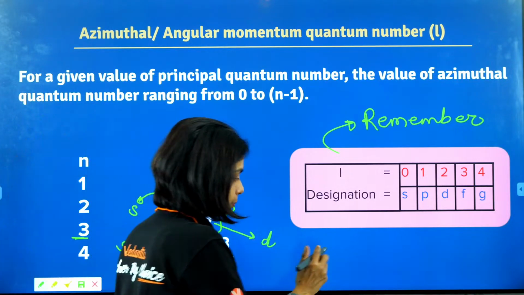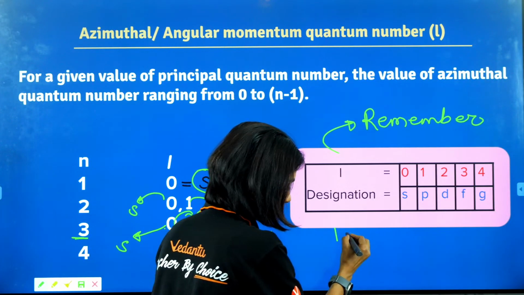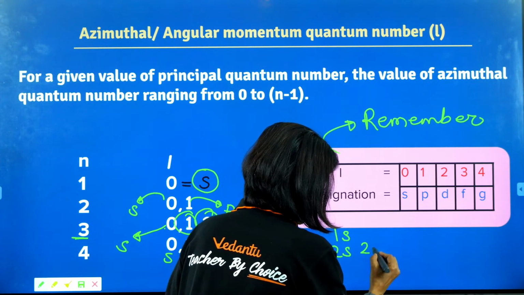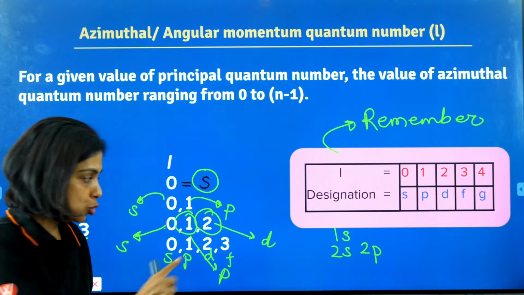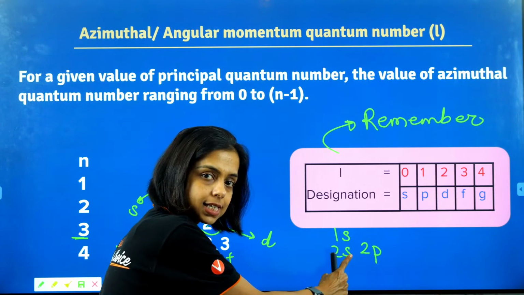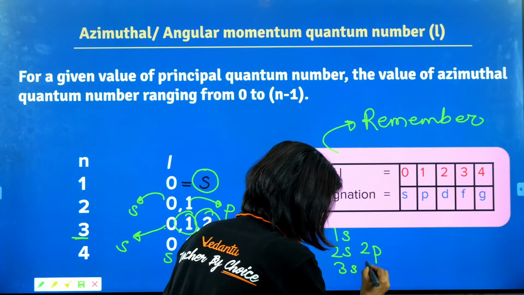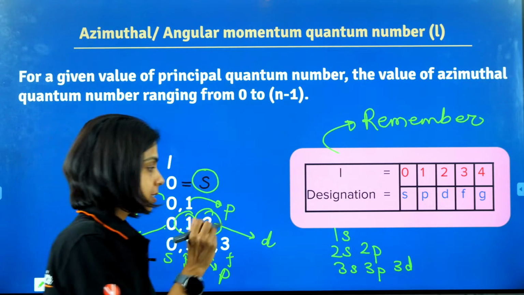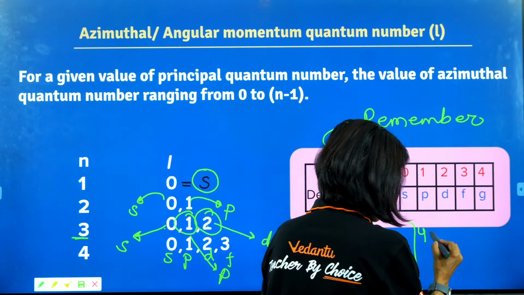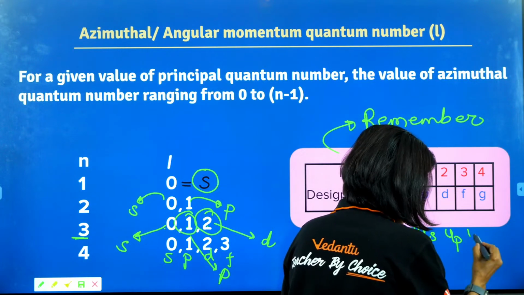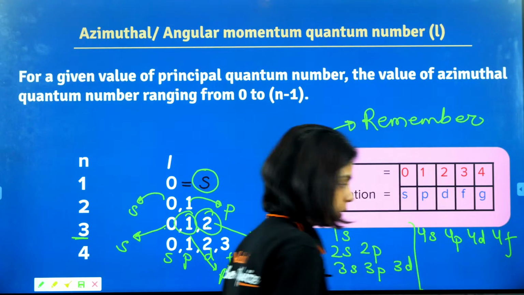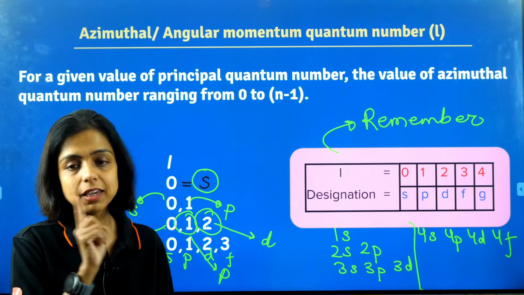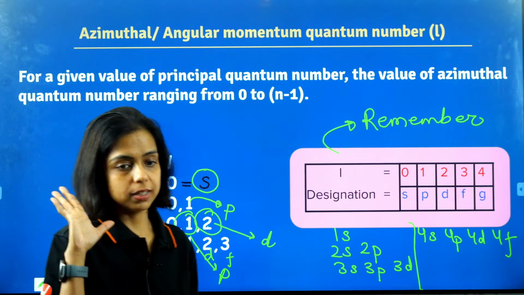So let me tell you here, first shell has just one subshell, that is S. Second shell has two subshells, S and P: 2S, where 2 stands for the shell number and S is the subshell. Third shell has 3S, 3P and 3D, three subshells S, P, D. Similarly, your fourth shell has 4S, 4P, 4D, 4F. And your fifth shell will have 5S, 5P, 5D, 5F, 5G.